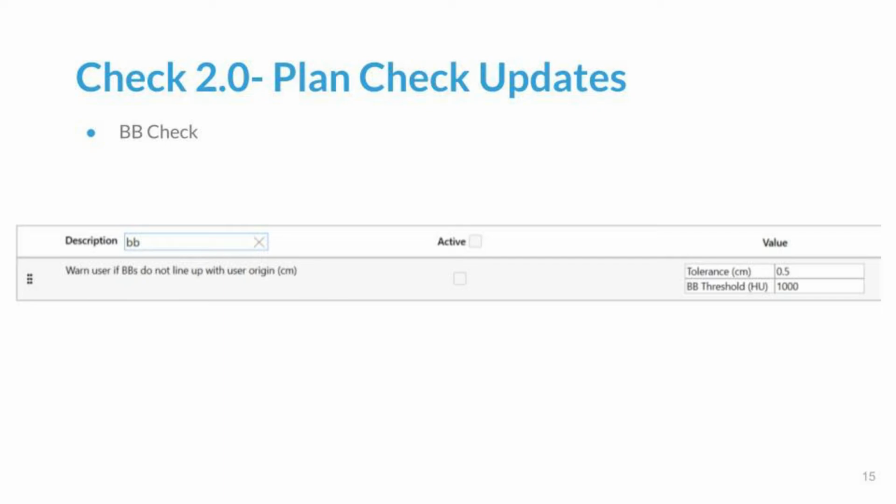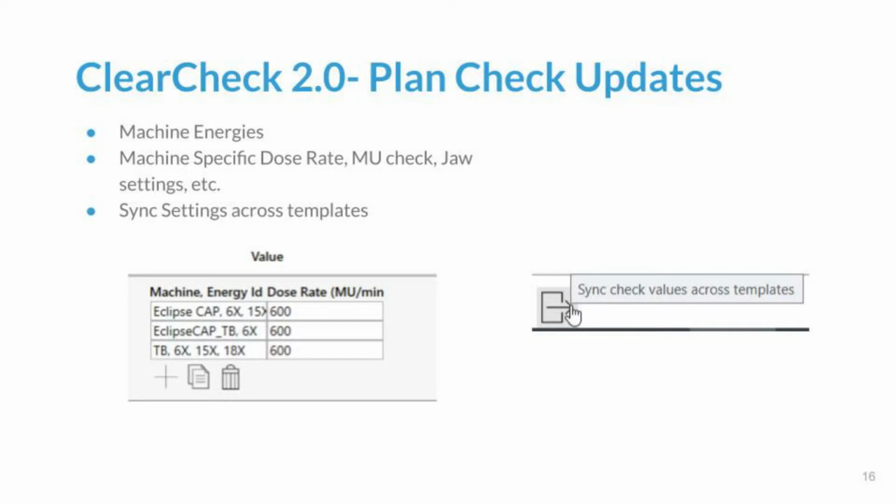All right, so then up next is the BB check. We've now added in a threshold component. So if your BBs are at a slightly lower density or higher density, we can compensate. Another plan check that has gotten a slight overhaul is our dose rate check. So this is now going to allow you to put all of your energies into one line. So for example, here I have Eclipse Cap Machine, comma 6x, comma 15x. So really just reducing the number of lines in that.